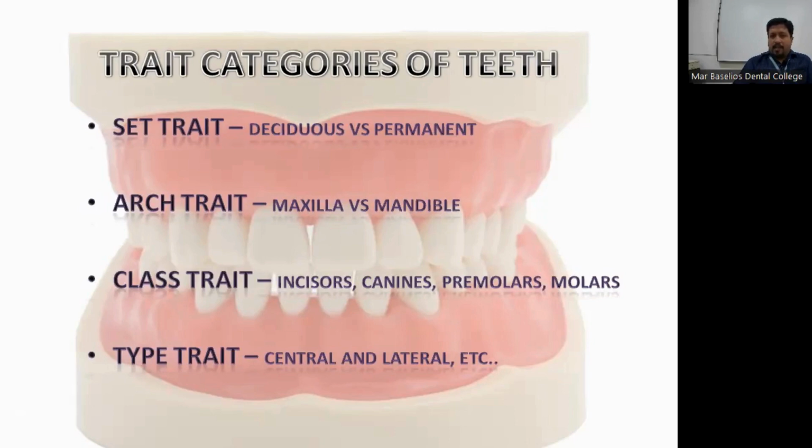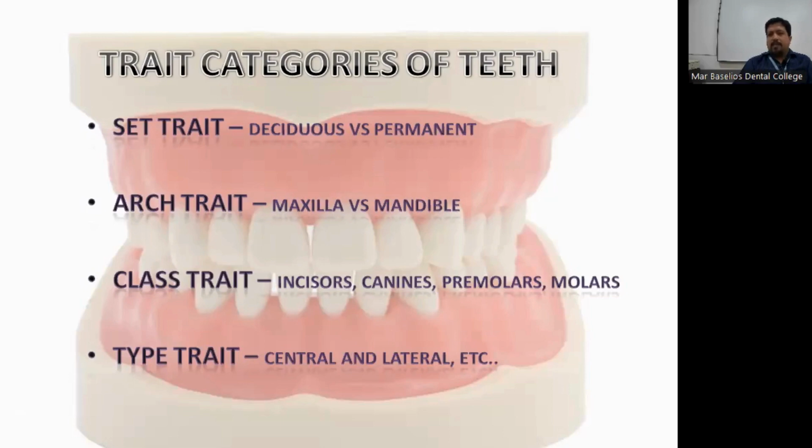Next one is arch trait. We are having two arches, one on the upper side and another on the lower side. The upper arch is also called the maxillary arch. Since the bone maxilla is present in the upper arch, we call it the maxillary arch. Next one is the mandibular arch. Since the mandible is on the lower side, we call it the mandibular arch.